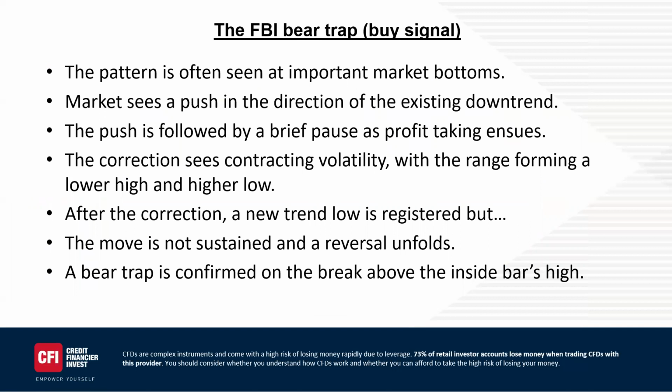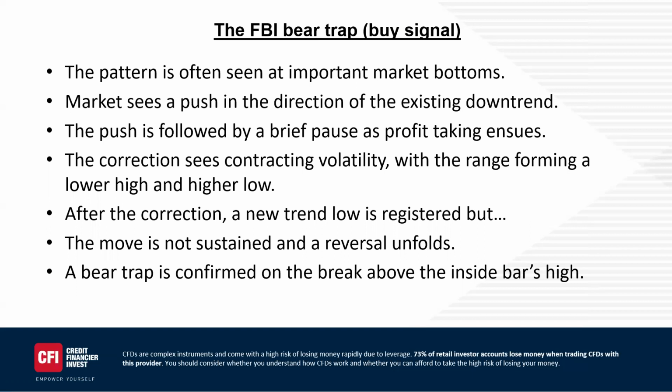It starts off with the market in bear mode, where the market sees a push in the direction of the existing downtrend. This push to new lows is followed by a brief pause as the sellers, short sellers, take profits. This correction sees contracting volatility with the range forming a lower high and a higher low. In other words, an inside bar. So we've got a formation of an inside bar within a downtrend.